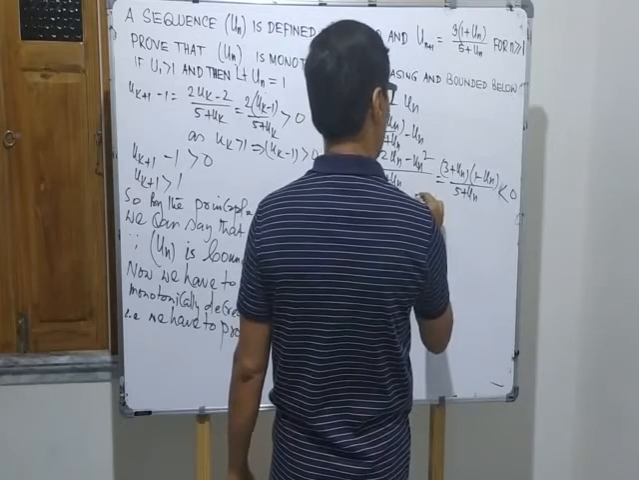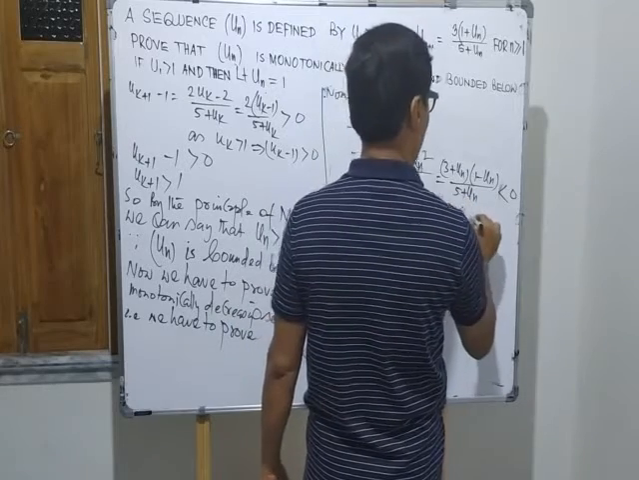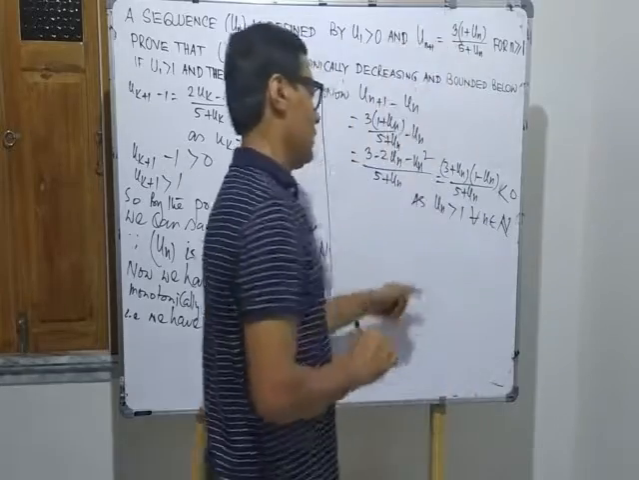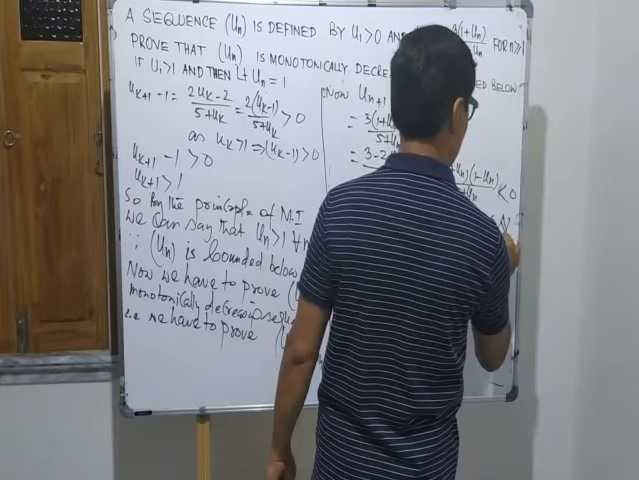Because u_n greater than 1 for all n belongs to the set of natural numbers, we have already proved this. This is previously proved.